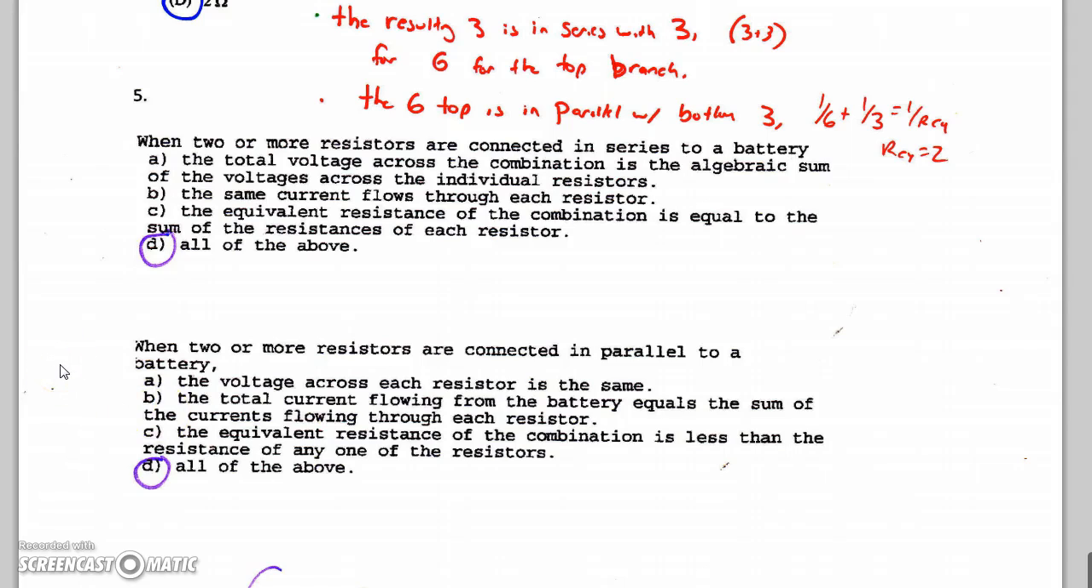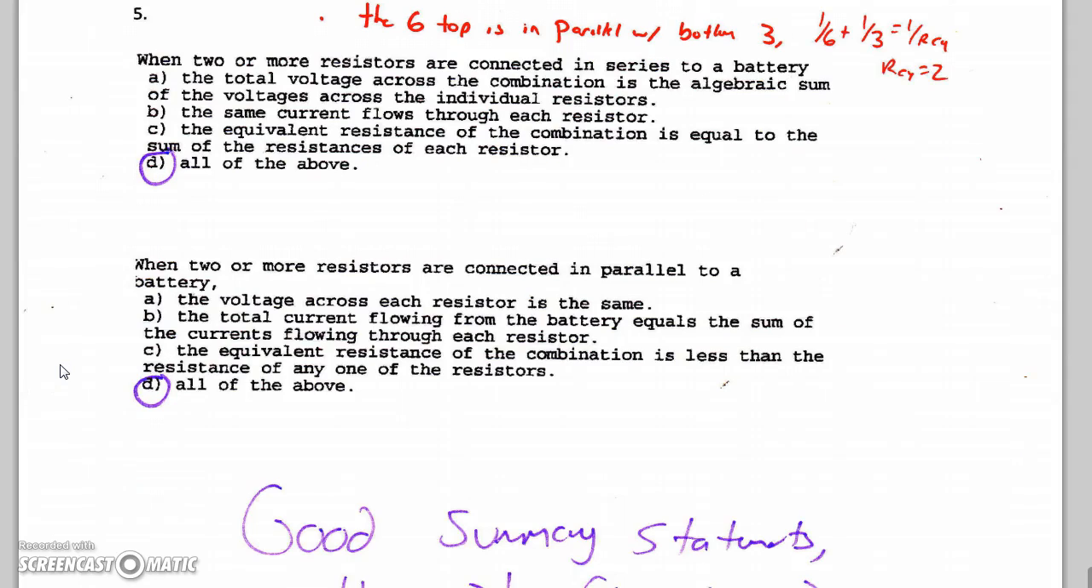And then finally, number 5. Good summary statements here. When 2 or more resistors are in series, A, does the voltage of each one combine to equal the total? Well, yeah, we saw that. B, does the current have the same flow through each one? Yeah, there's only one path. No matter how big or how small the resistance, you have the same flow. And C, is the equivalent resistance equal to all the other resistances added together? Absolutely right. Therefore, D is the correct statement.